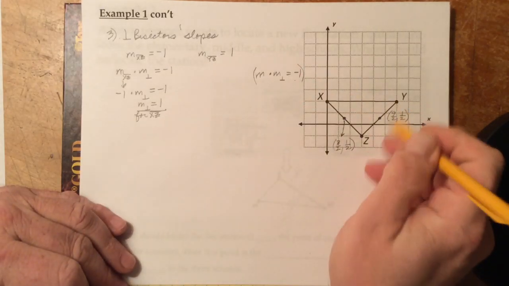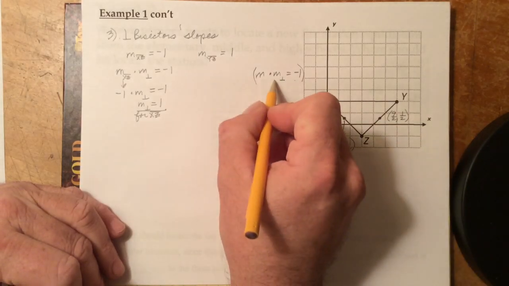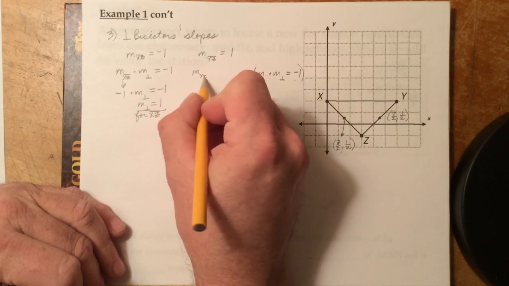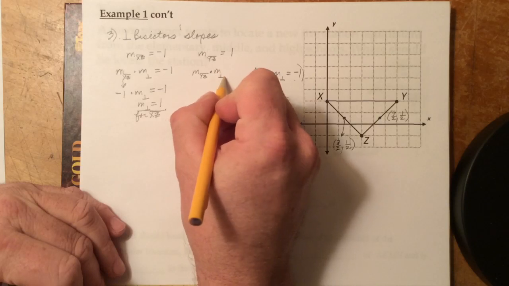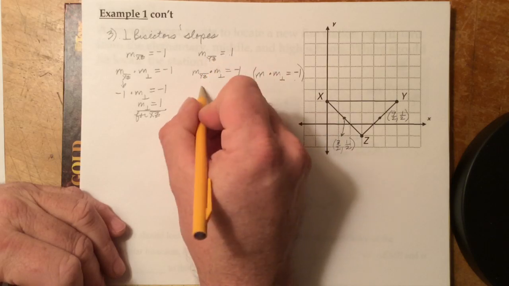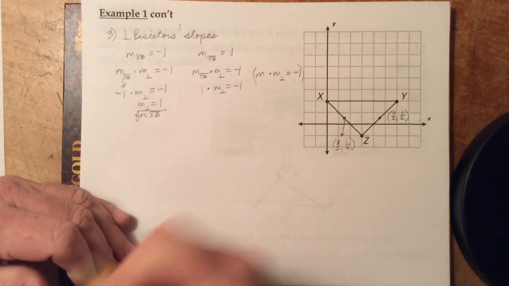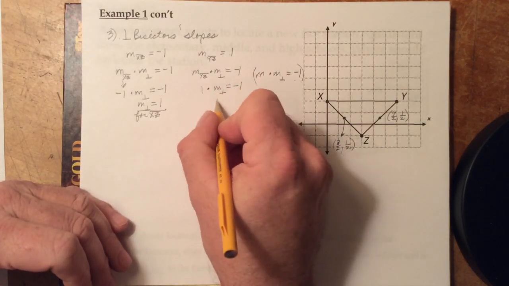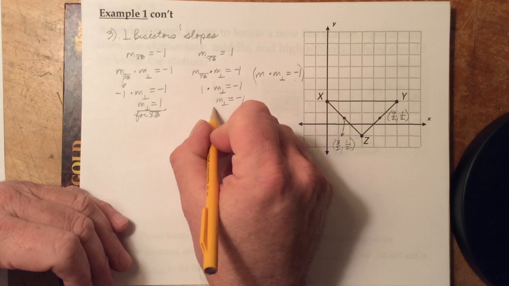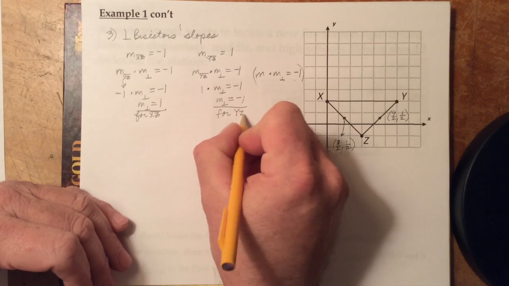For the other slope, YZ, we're going to find the perpendicular bisector. We need the slope perpendicular to it, so we use this formula again. The slope this time of YZ times the slope of the perpendicular that we're looking for equals negative 1. Substituting in the slope of YZ, which was 1, times the slope of the perpendicular equals negative 1. Solving for the slope of the perpendicular, divide both sides by 1, and the slope is negative 1 divided by positive 1, which is negative 1. So the slope we're looking for on side YZ is going to be negative 1.